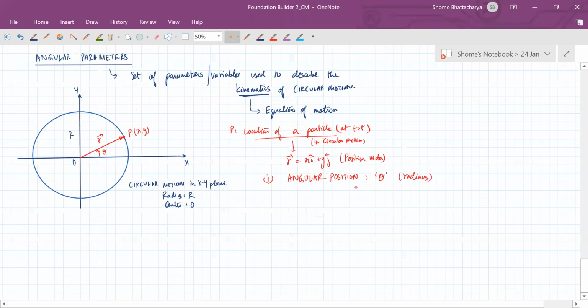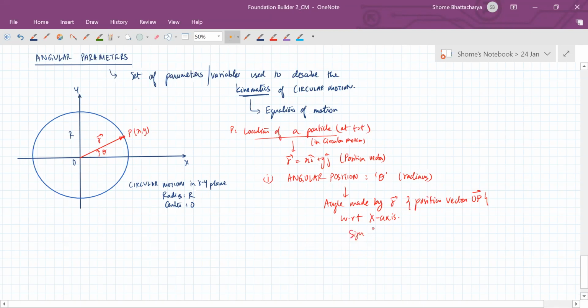So what is the angular position? It is the angle made by the position vector OP, also you can call it, with respect to the x-axis. Whatever we have defined as our x-axis, the angle that the position vector is making with the x-axis, that is called the angular position.